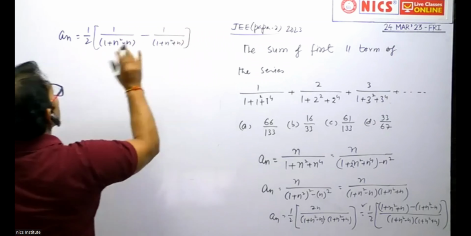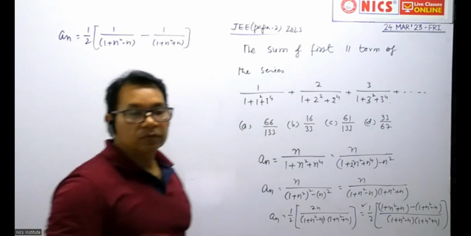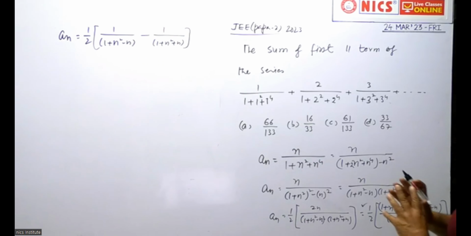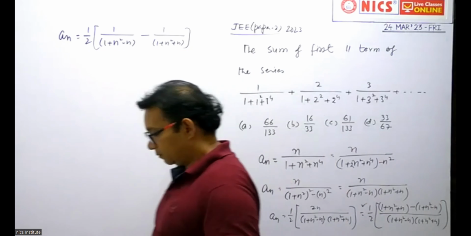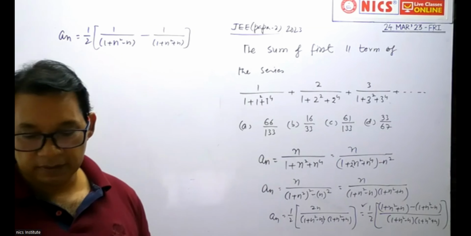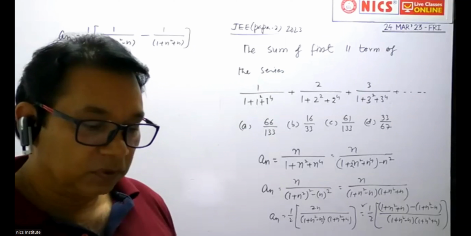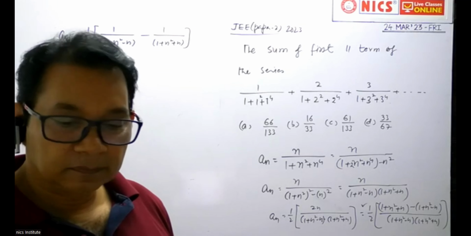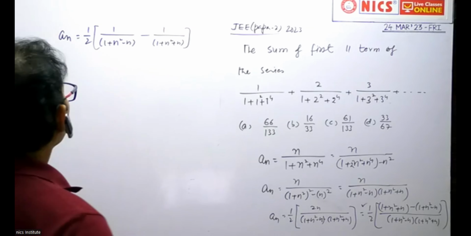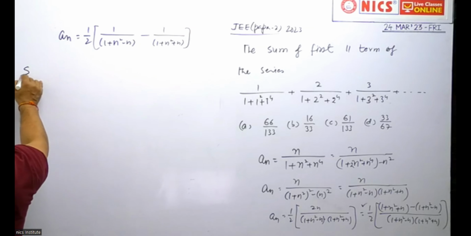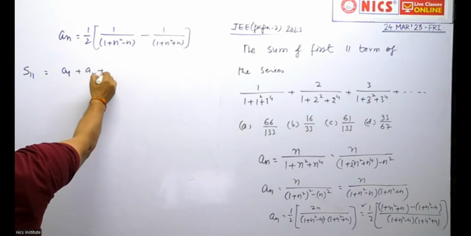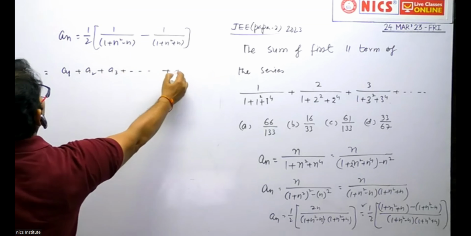So this was the basic idea. This is what you're supposed to do. Two terms multiplied in the denominator are separated like this, partial fraction. Now you can substitute 1, 2, 3 till 11, and then you get an idea what the terms would be: A1, A2, A3, dash, dash, A11.